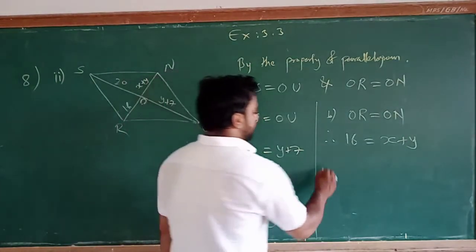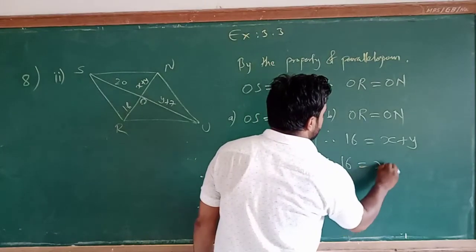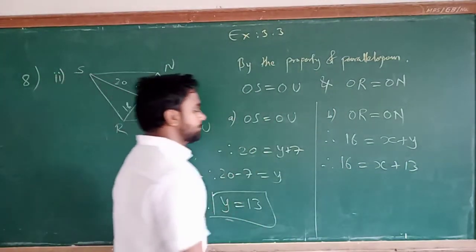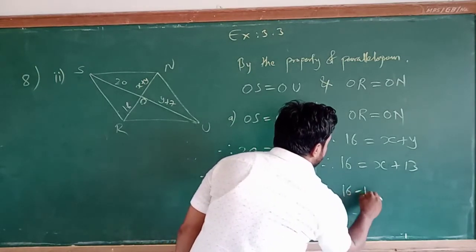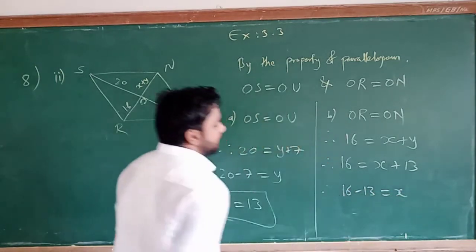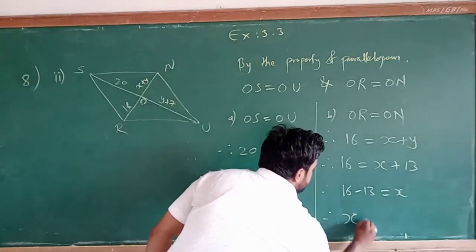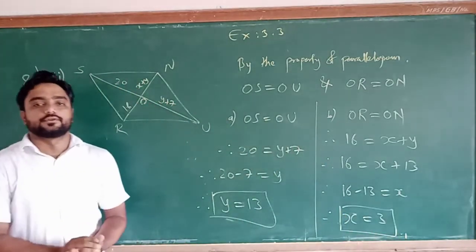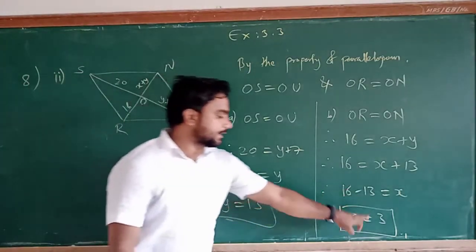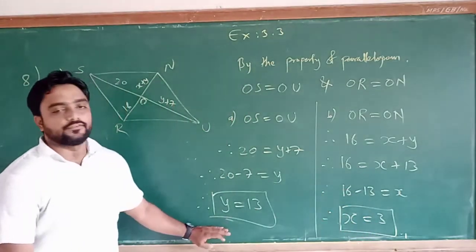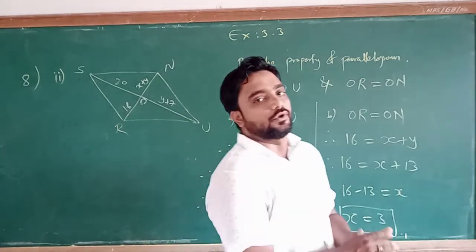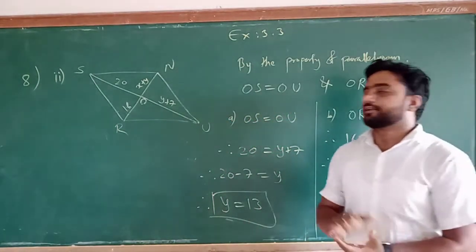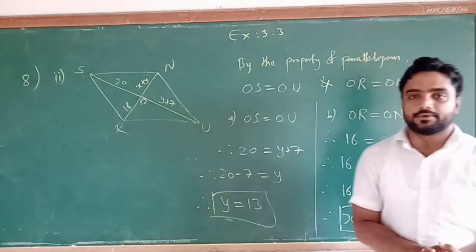Okay, so therefore 60 is equals to x plus 13. Changing the side of find the 30. So therefore 60 minus 30 is equals to x. So therefore x is equals to how much? 3. Understand or not? So here we are obtaining the value of x, that is equals to 3, and the value of y, that is equals to how much? 30, on the basis of the property of a parallelogram related to the diagonals of a parallelogram. Understand or not?